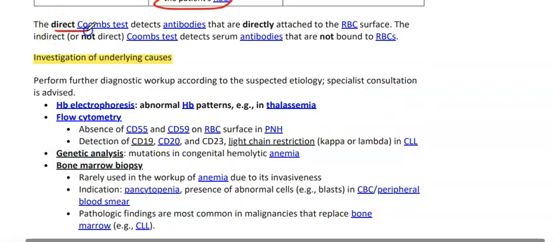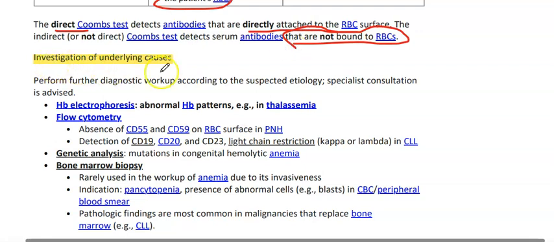So remember it: the direct Coombs test detects antibodies that are directly attached to the RBC surface. The indirect Coombs test detects serum antibodies that are not bound to the RBC but are present in the patient's serum.